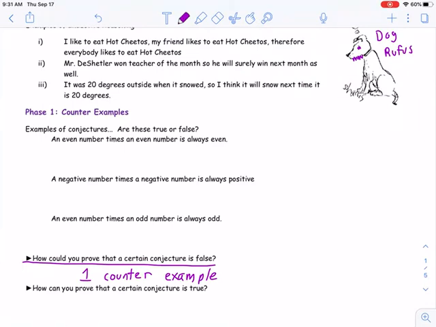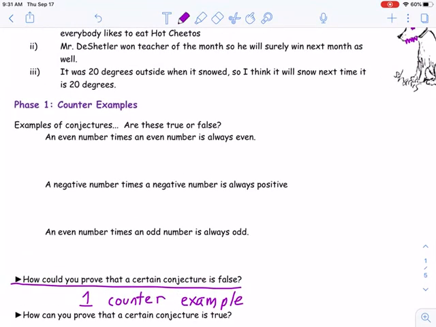So, in this first case right here, an even number times an even number is always even. Well, let's just think about some things. 2 times 4, 8. Let's pick some other even numbers. 6 times 10, 60. 8 times 12, 96. It appears true. We saw 3 cases where it's true.